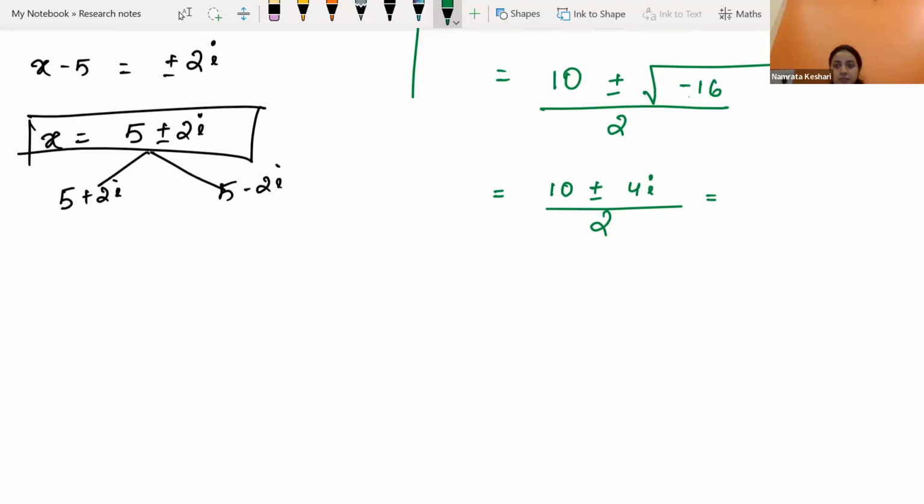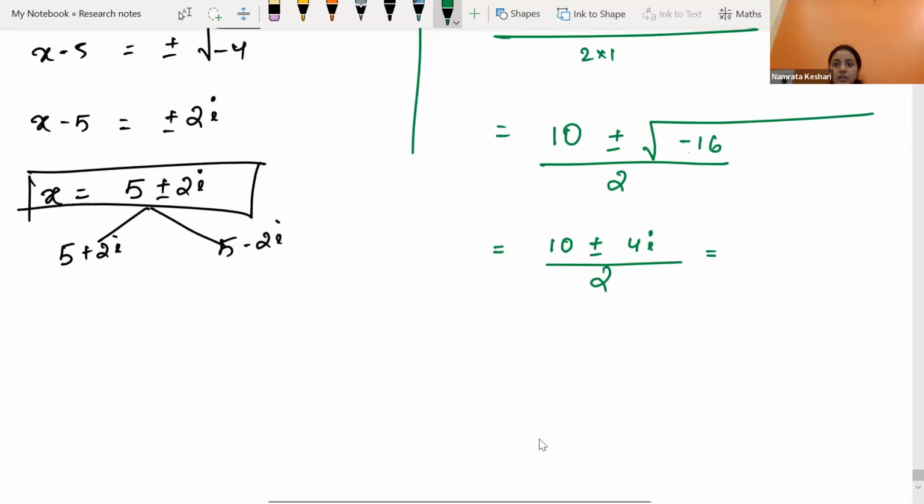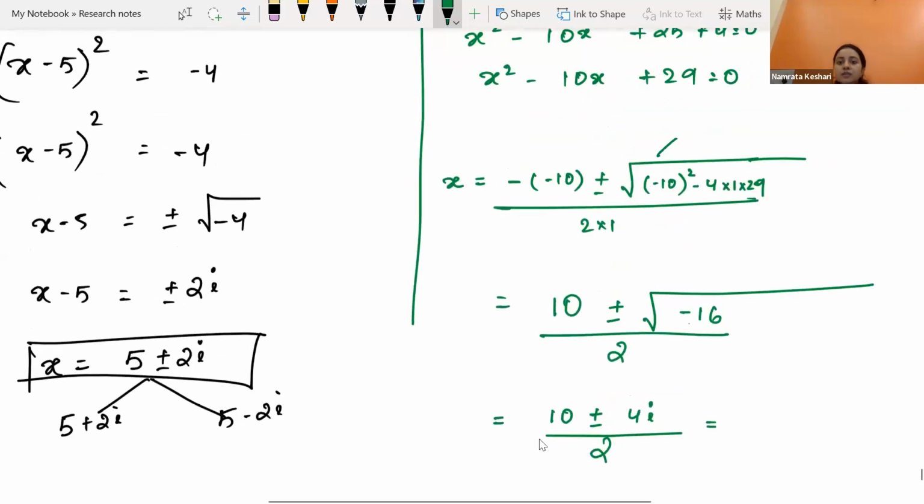Ma'am, I do not understand how 16 can. Okay, let's check it. 10 square is 100. 100 and 4 in multiplication of all. So 4 into 1 into 29. 29, 4 times 9 is 36, 6 carry 3. 4 times 2 is 8, 9, 10, 11, 116. Can you see it, Ali? Yes, ma'am. 100 minus 116 is minus 16, right?